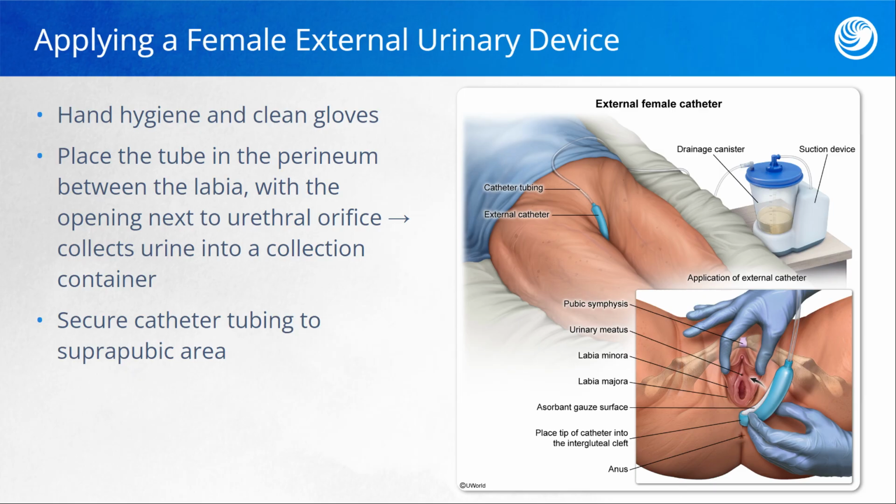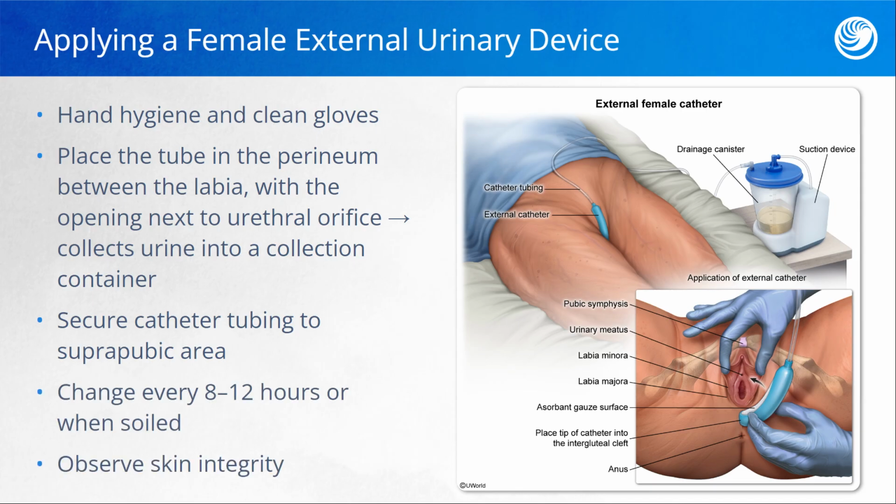It's important for the nurse to remember that moisture affects skin integrity. So the larger or higher amount of moisture present, the increased risk of skin breakdown. So these female external urinary devices need to be changed every 8 to 12 hours or when soiled. Monitoring for skin integrity is extremely important. The nurse needs to follow their hospital or facility guidelines in regards to how frequently to check for skin integrity.